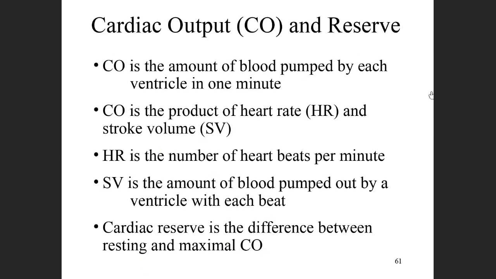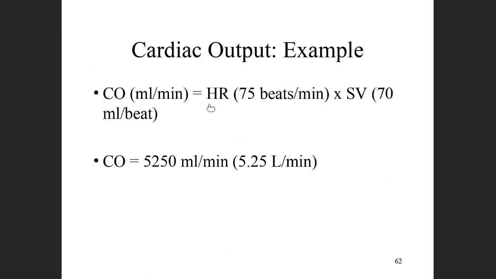Cardiac output is equal to heart rate times stroke volume. You can see here that in cardiac output, heart rate is typically about 75 beats per minute, and stroke volume is about 75 milliliters per beat, right? Sometimes 80. You multiply that out, and cardiac output is about 5 liters per minute.